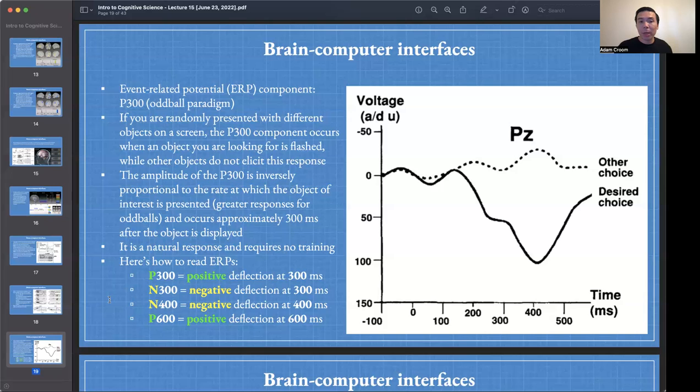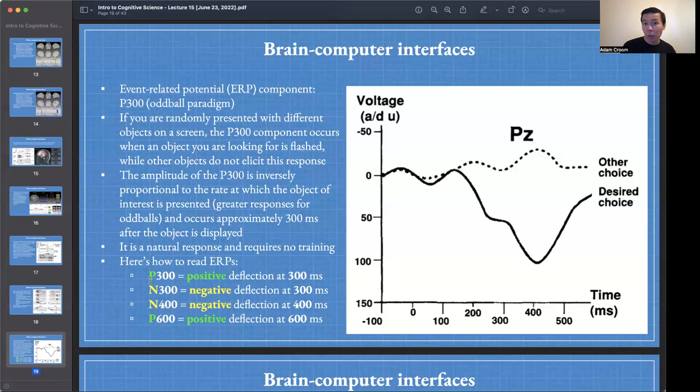Here's how we can read different results from event-related potentials. Event-related potentials are indicated using a letter and a number, like P300 or N300 or P400 or P600 and N400. These are different responses. The way that we read this is the P or N is going to indicate either a positive for P or a negative for N deflection. So if it's a P300, that means there's a positive deflection that occurs at 300 milliseconds after stimulus presentation.